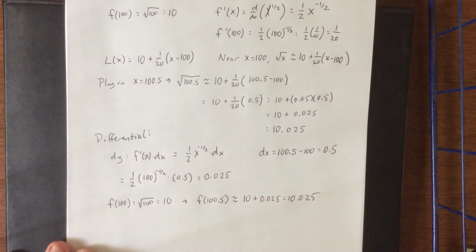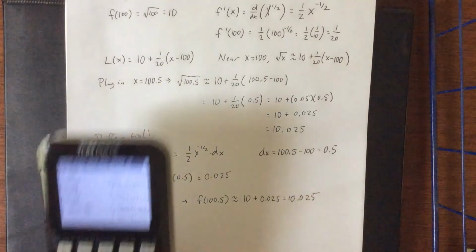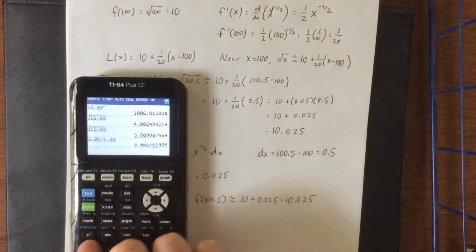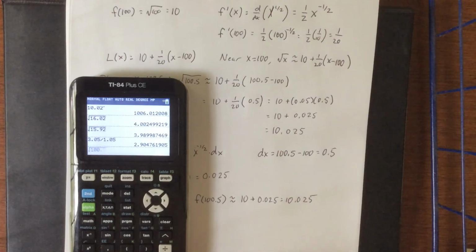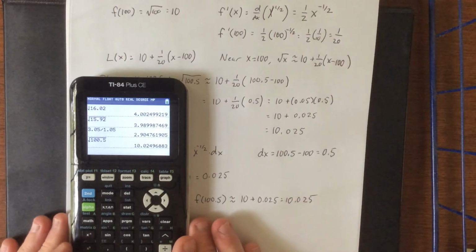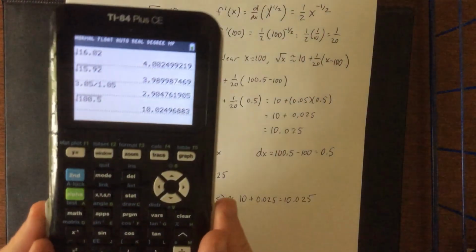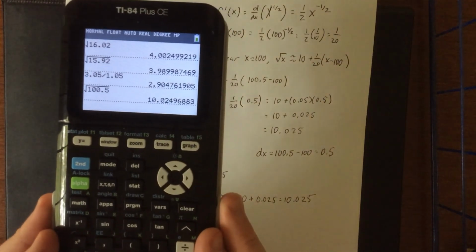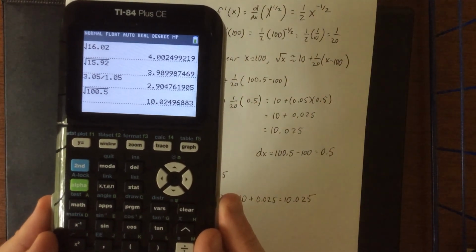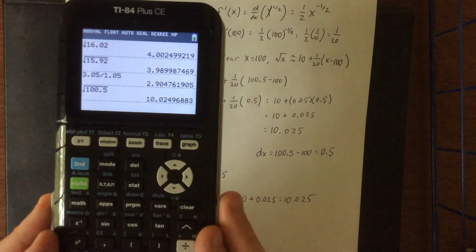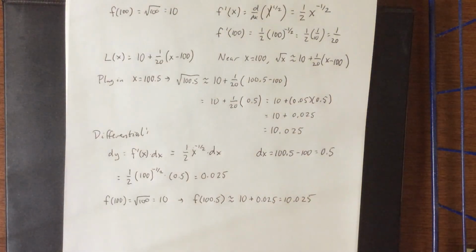Now I predict that that's going to be slightly larger than the square root of 100.5, but let's take a look. Taking the square root of 100.5, we were anticipating 10.025, and I see that we got 10.024968. I would say we did quite well with our approximation on this one.